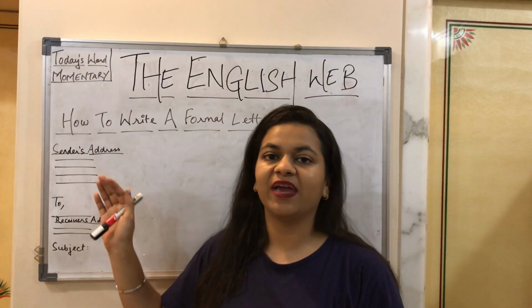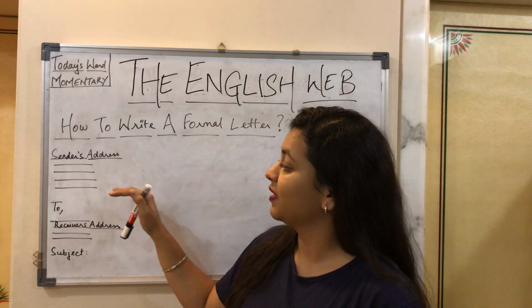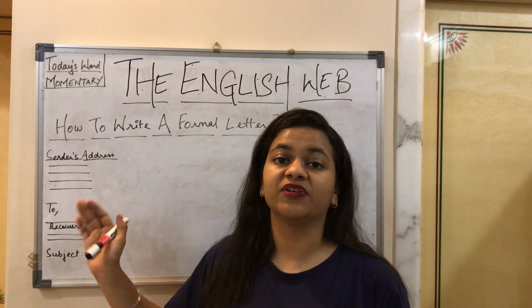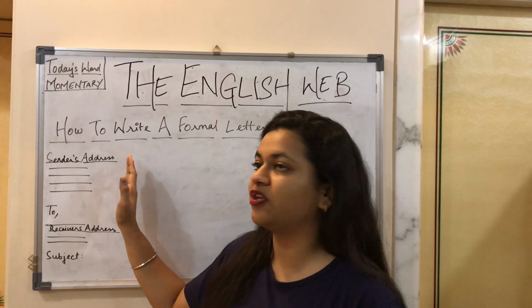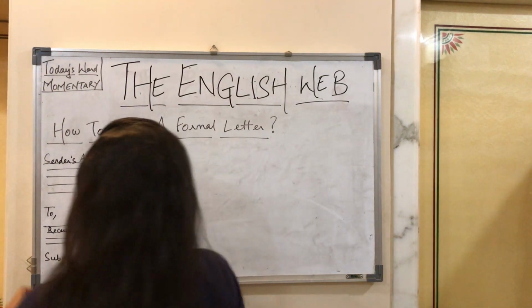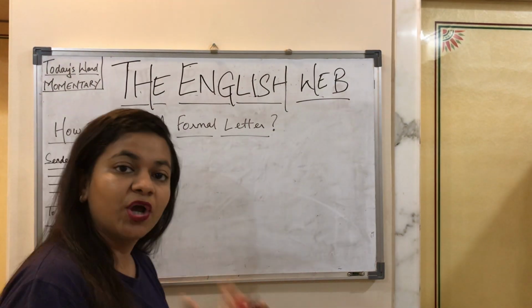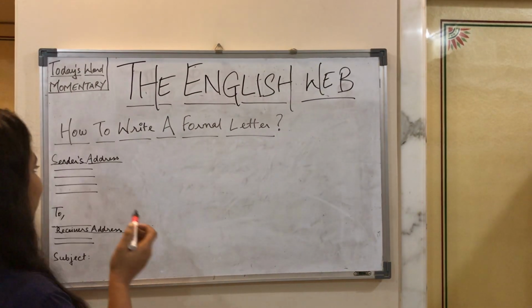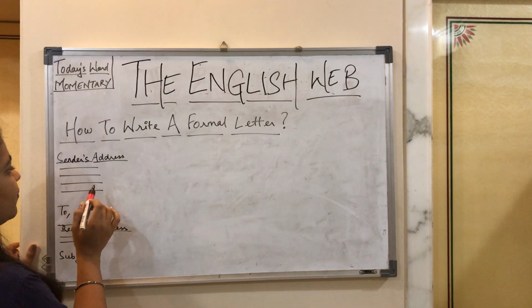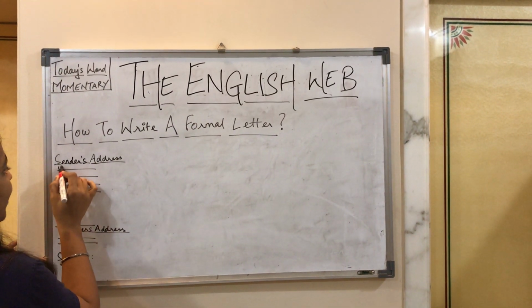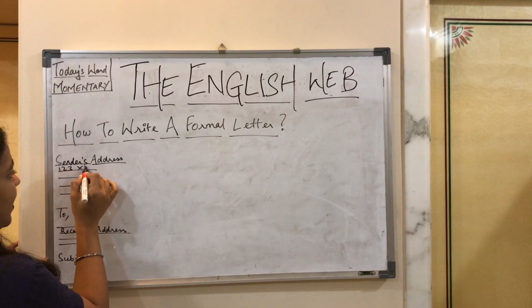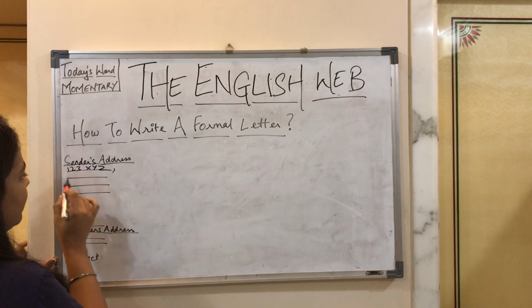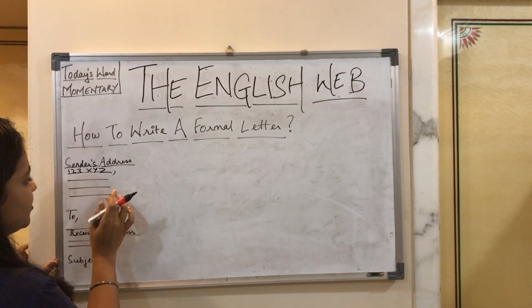The first thing that we have to do when you write a formal letter is write your own address. So you as a sender need to write your address. So for example, if I am writing to my boss because I am going on a leave, what I shall actually do is write my own address over here. So for example, 123 XYZ, comma, then I have to write the whole address, and this is where it ends.